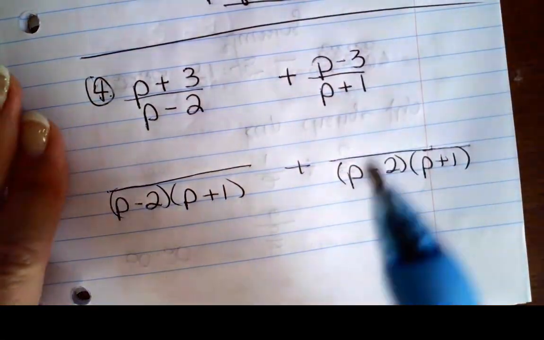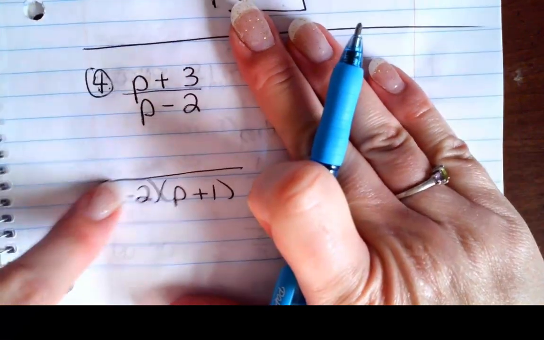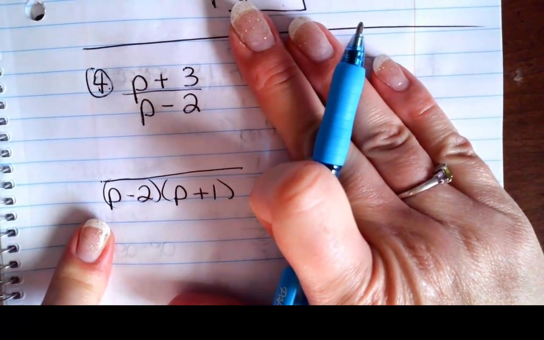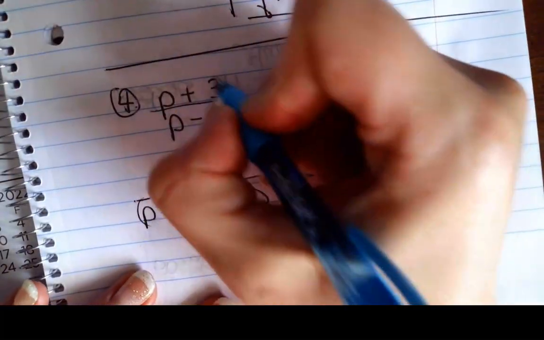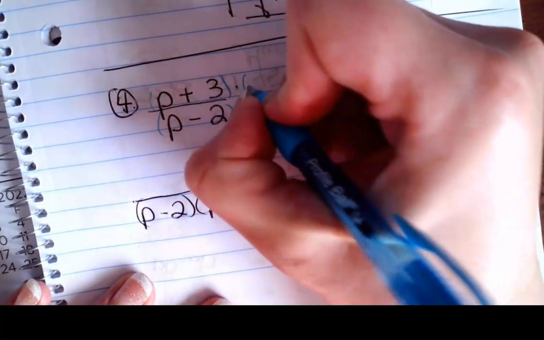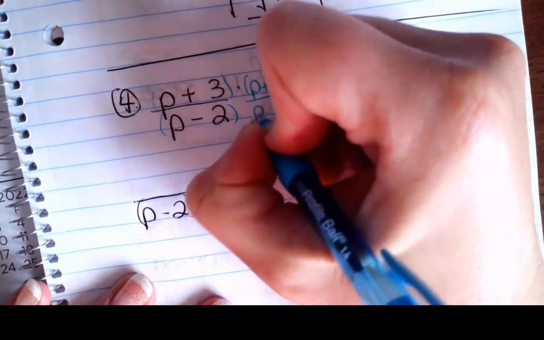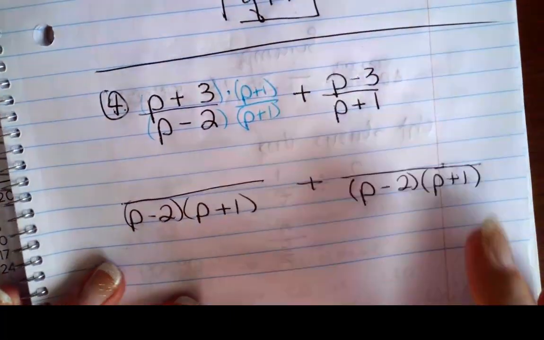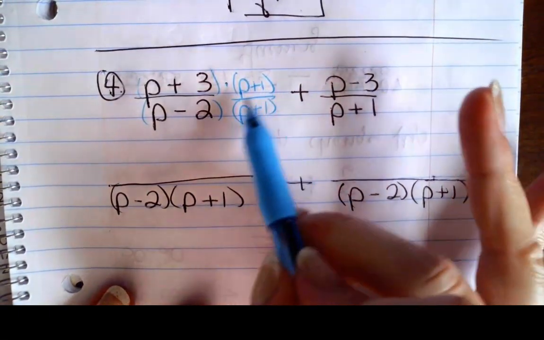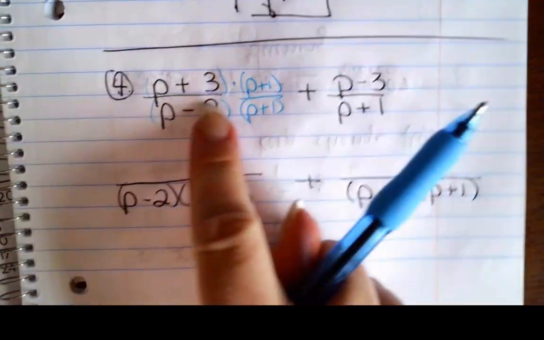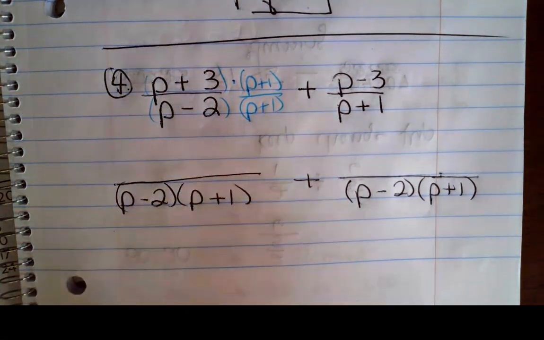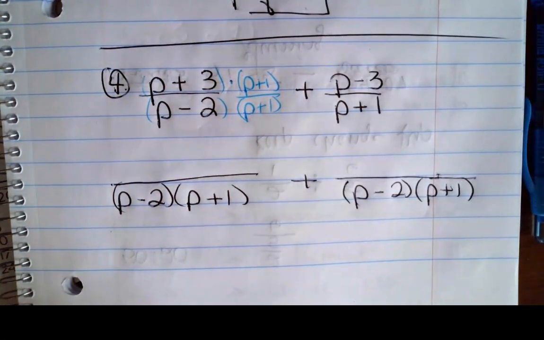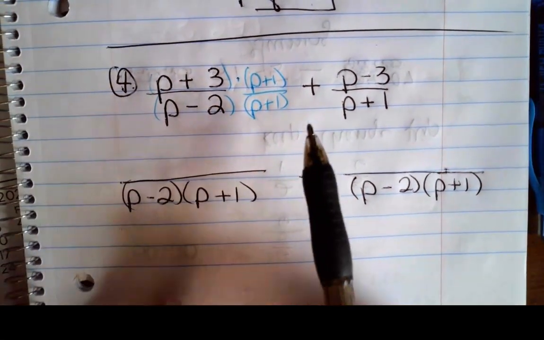So if I'm going to move from this fraction to this fraction, what am I missing? I'm missing the p plus 1. So I'm going to multiply the top and bottom of this by p plus 1. Why am I randomly allowed to do that? Because any number divided by itself is 1. So I'm just multiplying this fraction by 1. I am changing what it is. Or sorry, I'm not changing what it is. I'm changing what it looks like.